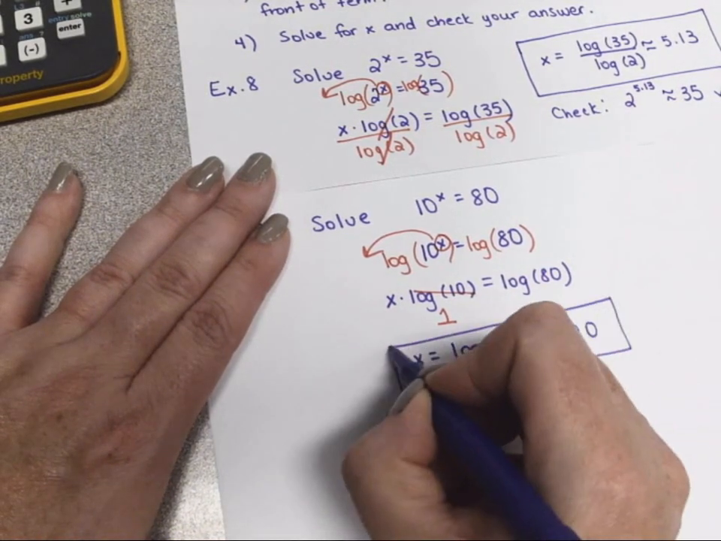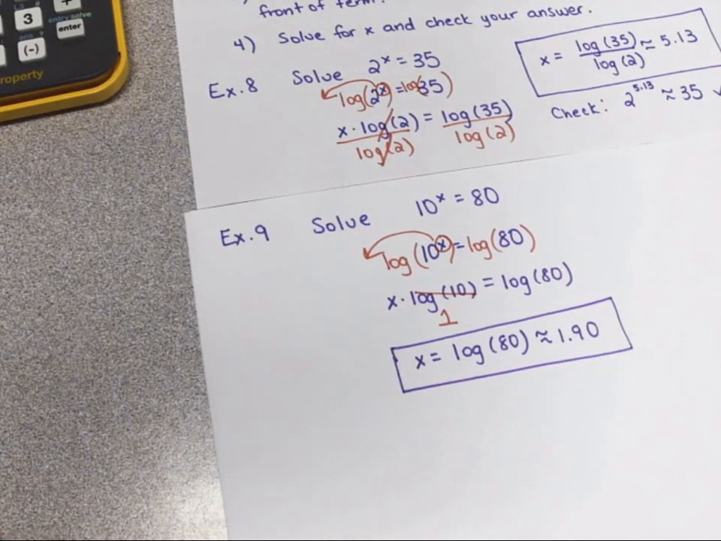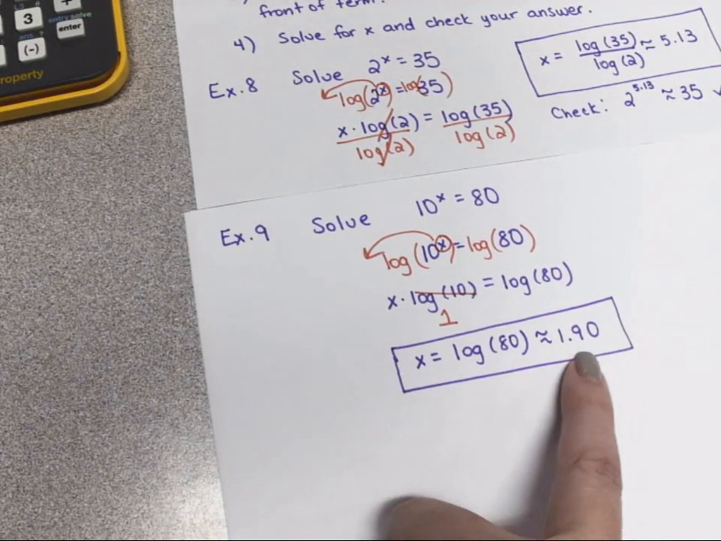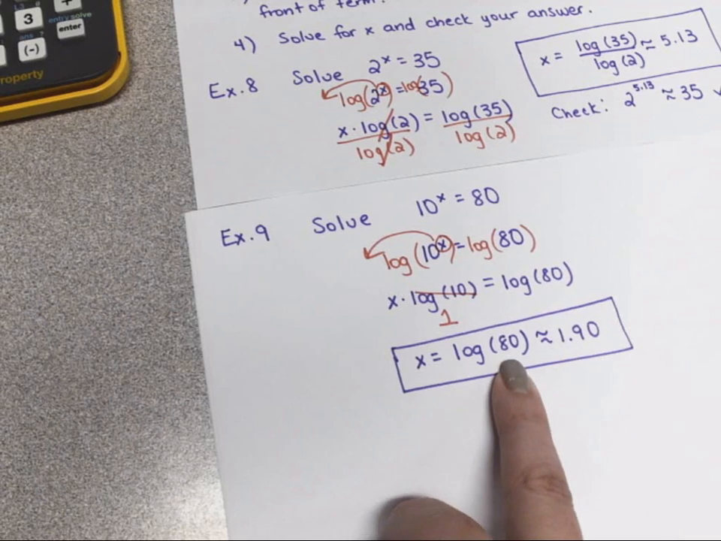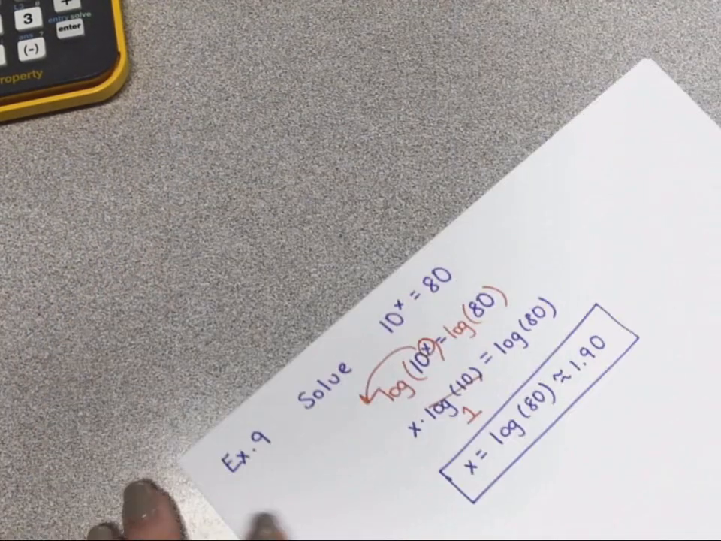Okay, so just like we thought, what's our answer between? Just like we mentioned verbally before, it's between 1 and 2, right? In fact, it's closer to 2 because 80 is closer to 100 than it was to our 10 answer, right? So you can kind of reason it out that way.